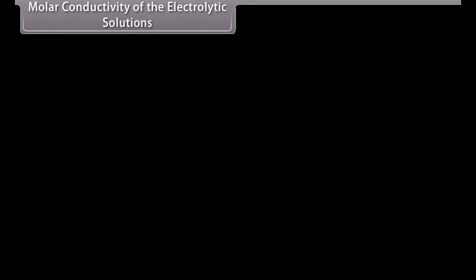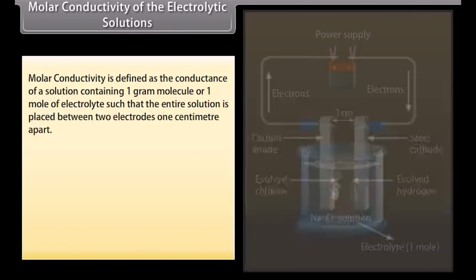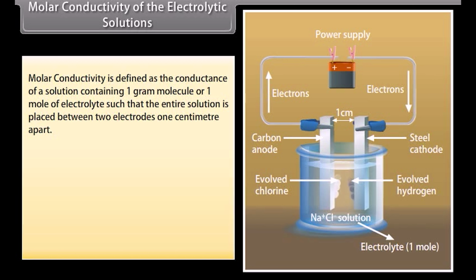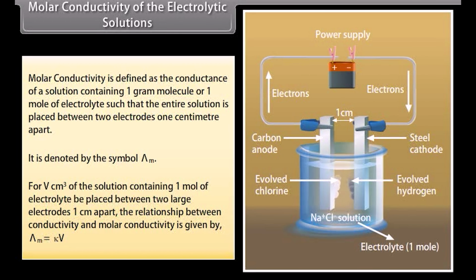Molar conductivity of the electrolytic solutions. Molar conductivity is defined as the conductance of a solution containing 1 gram molecule or 1 mole of electrolyte such that the entire solution is placed between 2 electrodes 1 centimeter apart. It is denoted by the symbol lambda m. For V centimeter cube of the solution containing 1 mole of electrolyte placed between 2 large electrodes 1 centimeter apart, the relationship between conductivity and molar conductivity is given by lambda m equals the product of kappa and volume.